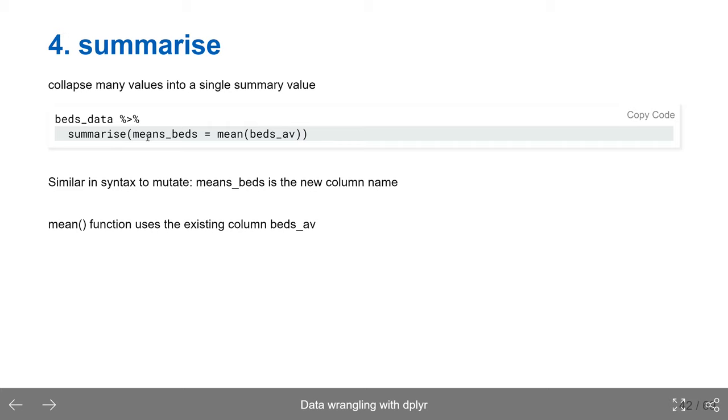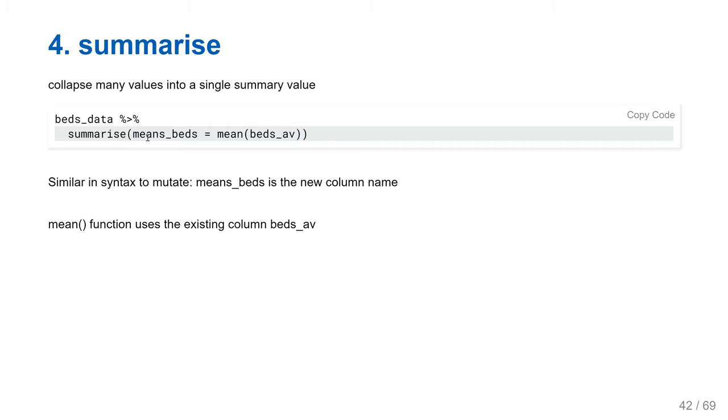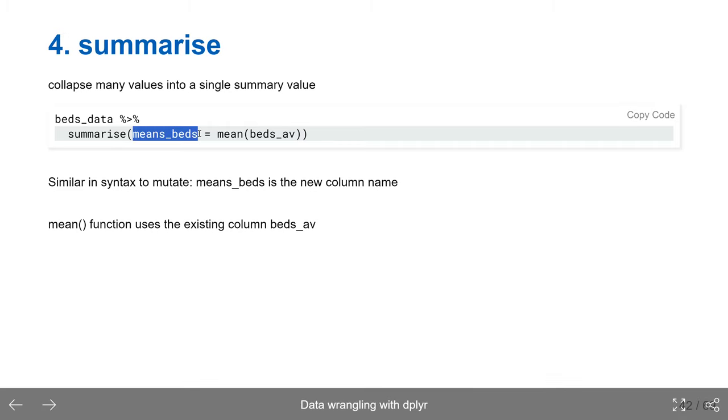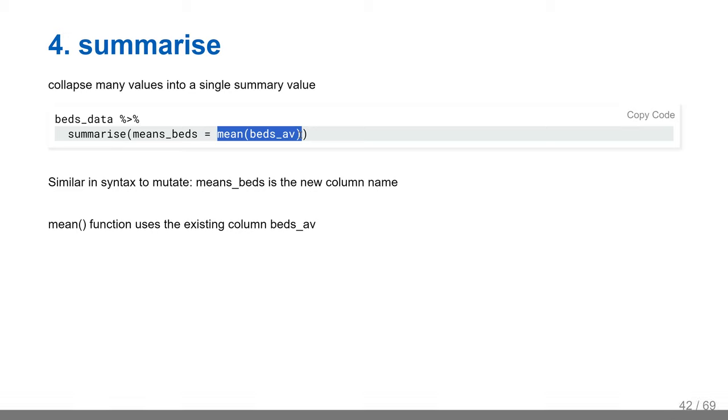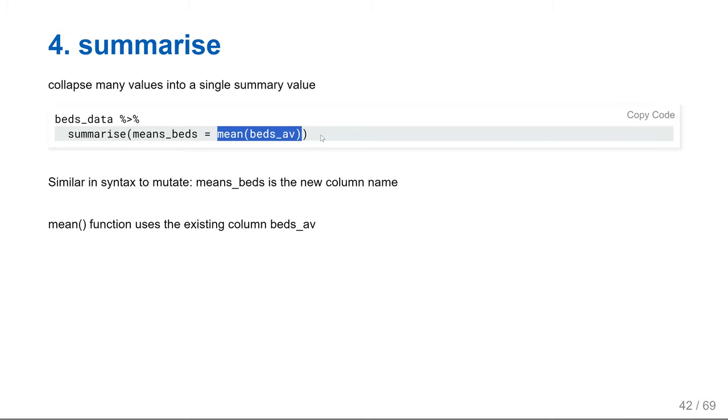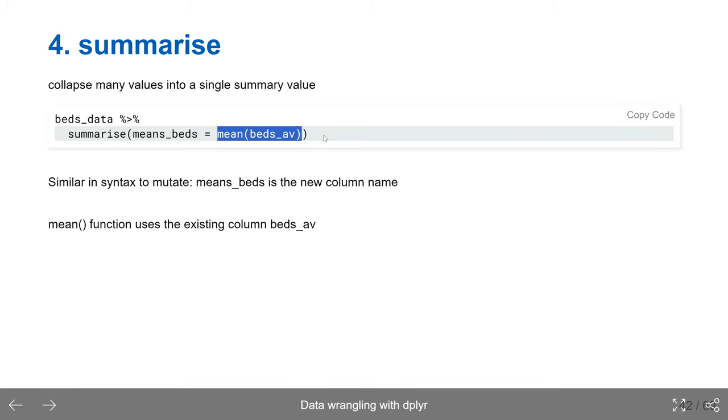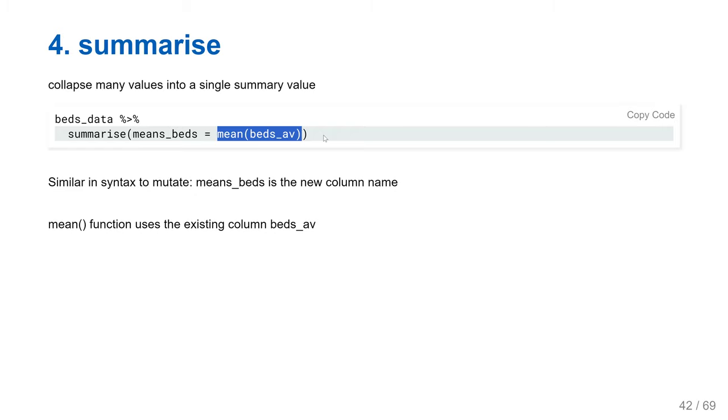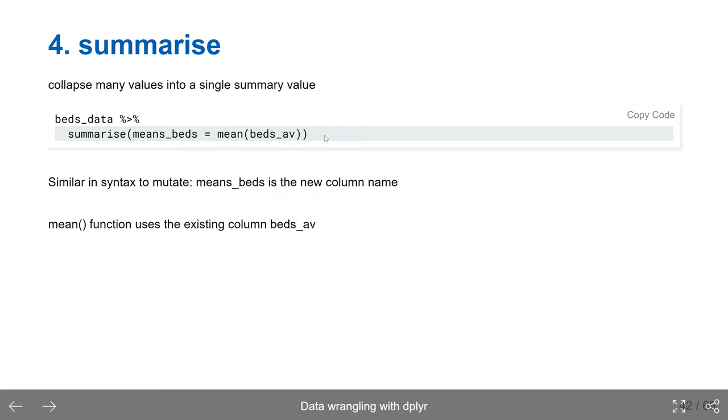So syntax is very similar to mutate, which we just learned. The name of your new column, assignment operator, and then how you're deriving the new variable: you're taking the mean of the beds average. And mean is just a base R function. You don't need to download anything to get the mean function. There's mean, there's also median, these are examples of base R functions. So it's just free to use for now.